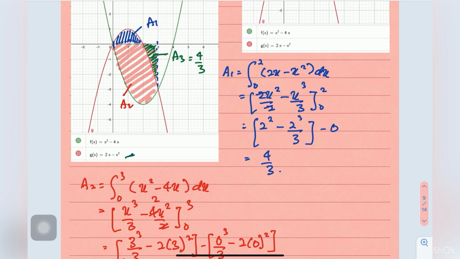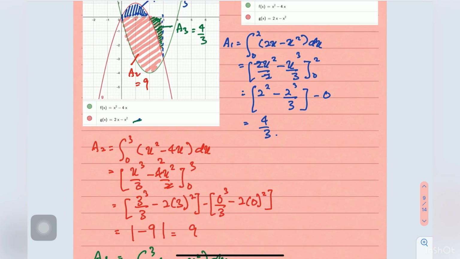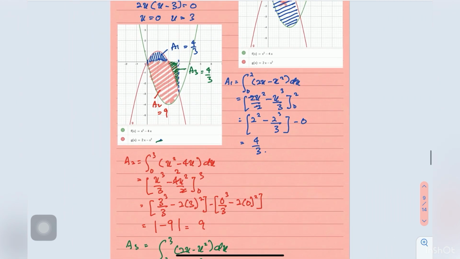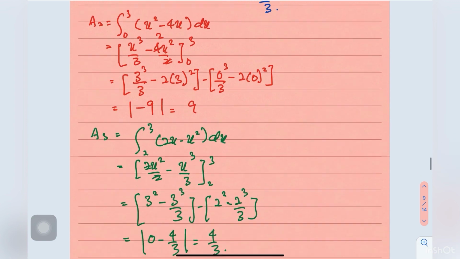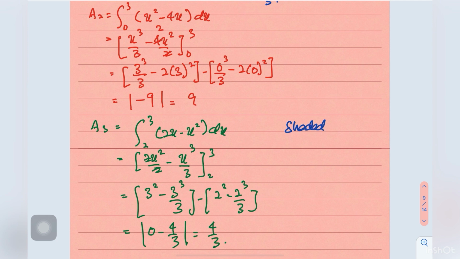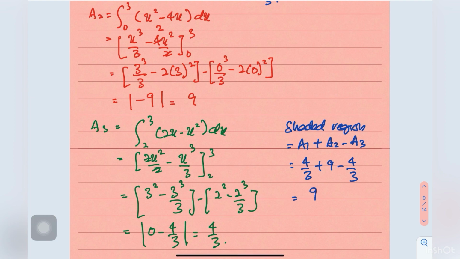Just now A1 is 4 over 3, same, and A2 is 9. Previously we agreed that the shaded region is A1 plus A2 minus A3, right? So the shaded region is A1 plus A2 minus A3. So 4 over 3 plus 9 minus 4 over 3. So the answer is 9 units squared.